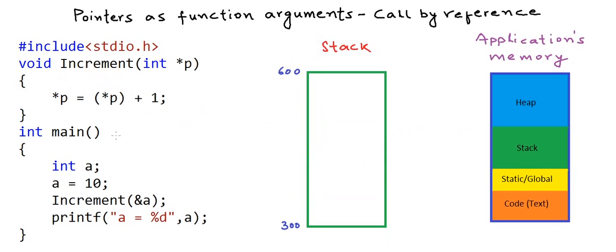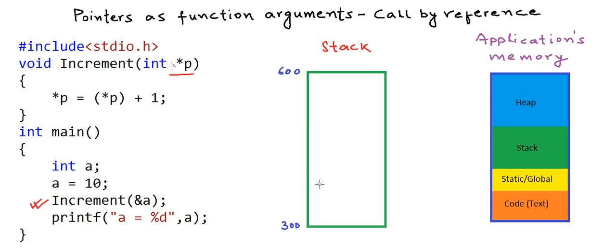Let us now look at this code, and I'm drawing only the stack here so that I'm able to show the simulation of program execution neatly. Now what we are doing here is that we do not have an argument which is integer in this function increment. We have an argument which is pointer to integer, and pointer to integer, as we know, will store the address of an integer. So now what we are doing is that in the increment function we are passing the address of A.